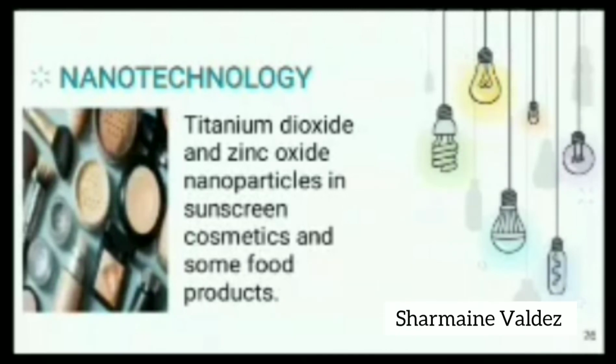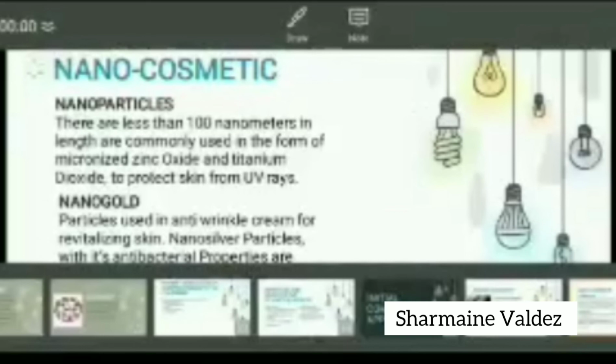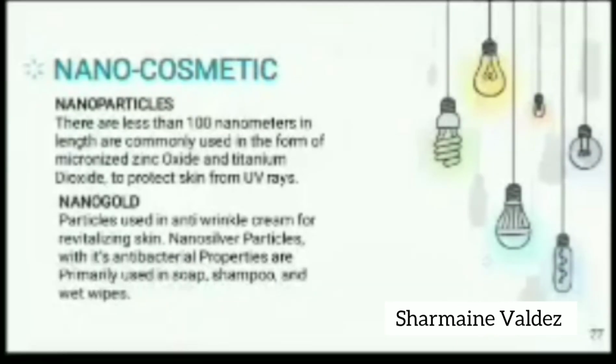Nanotechnology, titanium dioxide and zinc oxide nanoparticles in sunscreen, cosmetics, and some food products. Nanocosmetic. Nanoparticles, which are less than 100 nanometers in length, are commonly used in the form of micronized zinc oxide and titanium dioxide to protect skin from UV rays.